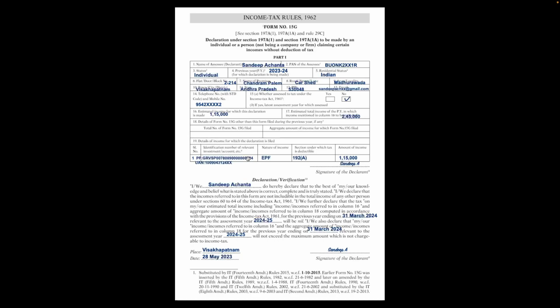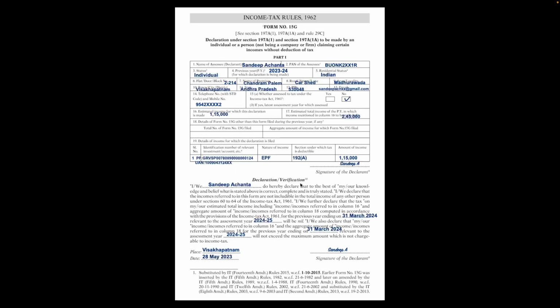Under field number 19, mention the serial number as 1 and write your PF number and UAN number, and the nature of income is EPF, and the section is 192A, and the amount of income is whatever amount you are withdrawing. Here the EPF amount which we are withdrawing is 1,15,000 rupees, the same amount which we have mentioned in field number 16.